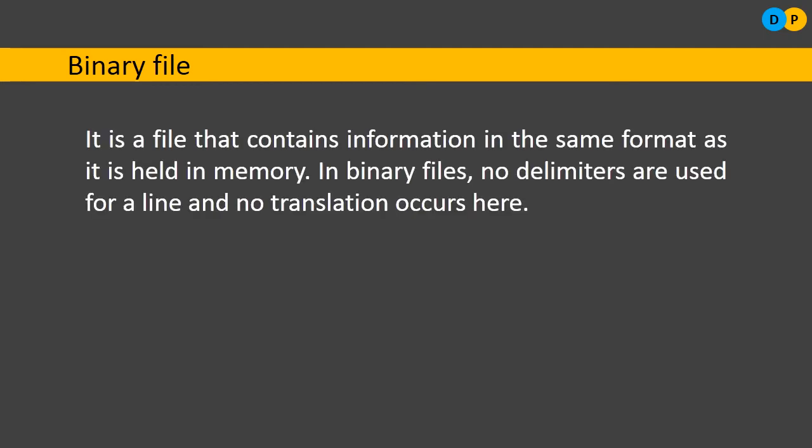So what is a binary file? It is a file that contains information in the same format as it is held in memory. So how we keep it in memory, that is in terms of 0 and 1, in the same fashion the data will be preserved in the binary file. And also in a binary file there is no delimiting character which will end each line. So in a binary file no delimiters are used for a line, and in case there are no delimiters or no specific character ending the line, there is no need for translators, okay, or no translation happens here.